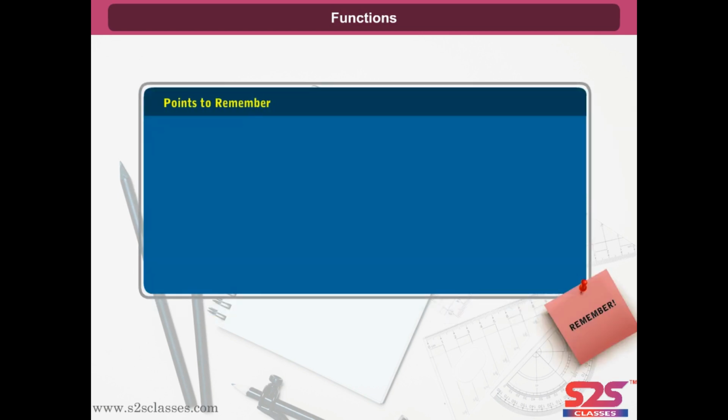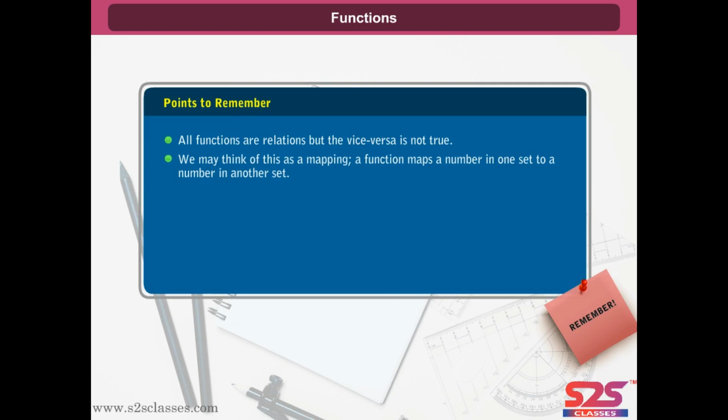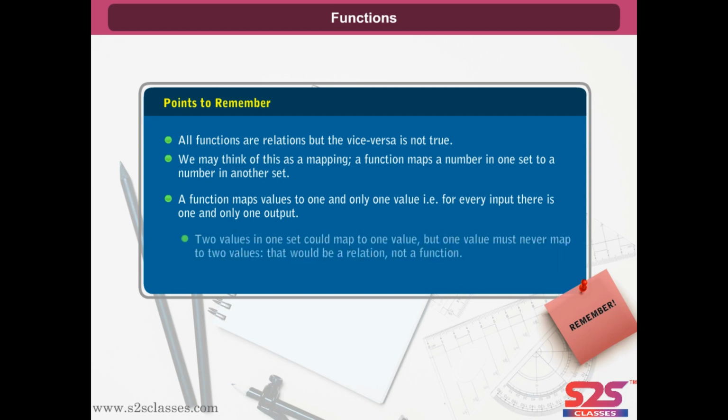Points to remember. All functions are relations, but the vice versa is not true. We may think of this as a mapping. A function maps a number in one set to a number in another set. A function maps values to one and only one value. That is, for every input there is one and only one output. Two values in one set could map to one value, but one value must never map to two values. That would be a relation, not a function.